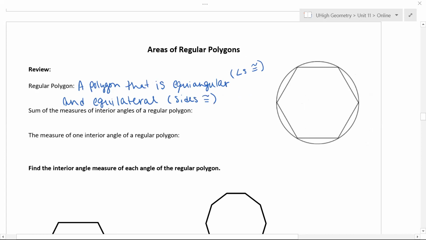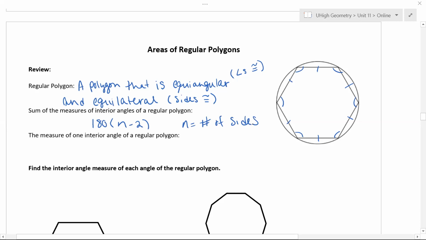If I were to mark that in this image, I would mark all of my angles congruent and all of my sides congruent. Hopefully you remember the sum of the measures of the interior angles of a regular polygon. What would all of these angles add up to be? That's when we used 180 times n minus 2, where n was the number of sides.